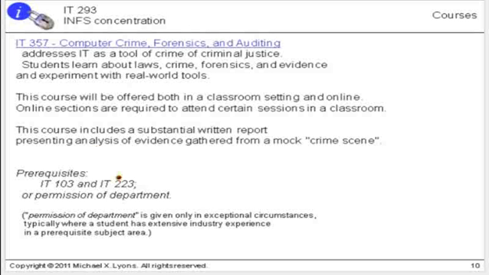Prerequisites are IT 223 as usual and IT 103. And again, we have the possibility of an exception for permission of the department, but that is rarely given, and only people have industry experience in the prerequisite areas. Most students don't qualify for that.